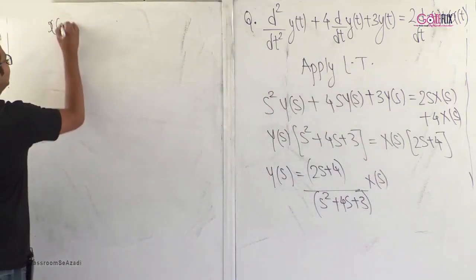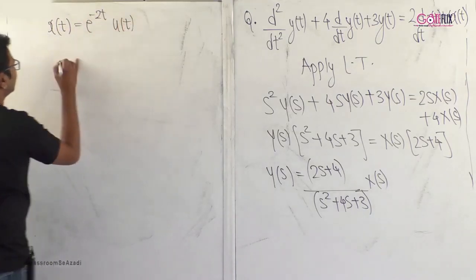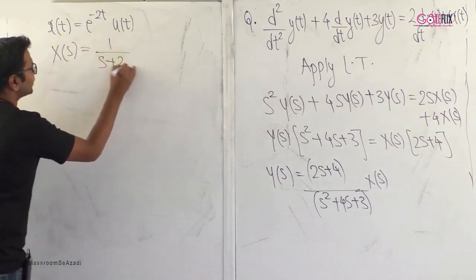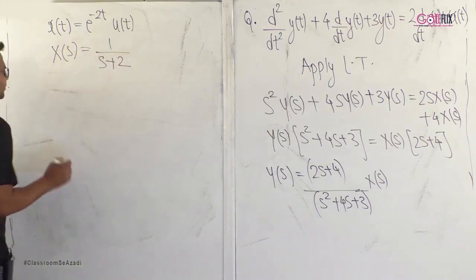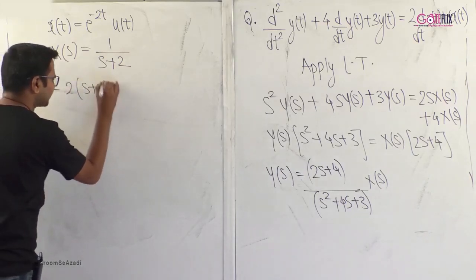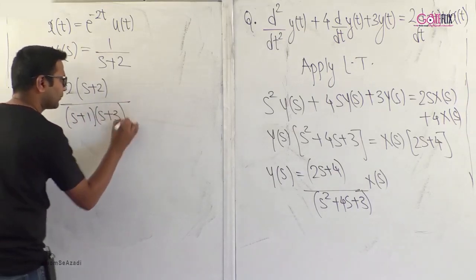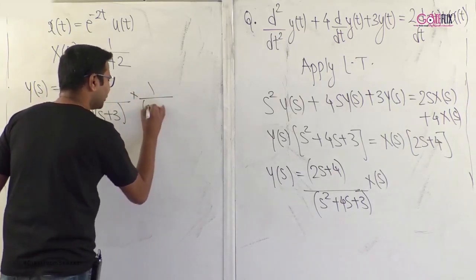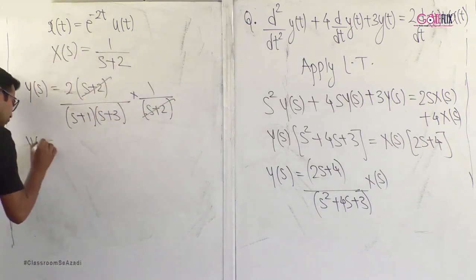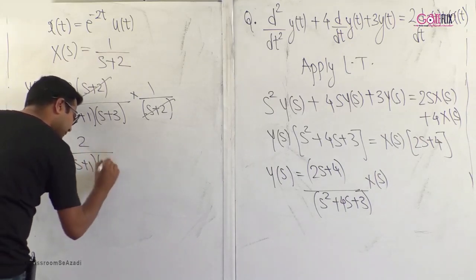X of t is given as e raised to minus 2t into u of t. Therefore, capital X of s will be 1 upon s plus 2. If you substitute the value, Y of s will come out to be, if we take 2 common, this is s plus 2 divided by s plus 1 into s plus 3 multiplied by 1 upon s plus 2. S plus 2 will get cancelled. So, Y of s will be 2 upon s plus 1 into s plus 3.